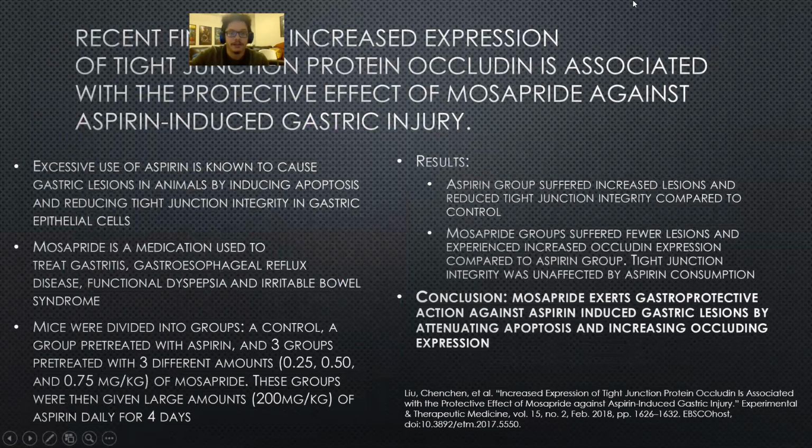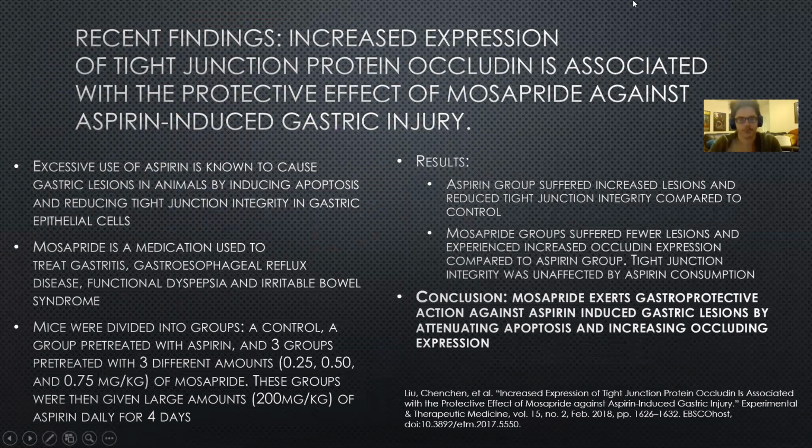Now, another finding that I found in the study was how tight junctions interact with the damage caused by aspirin. Now, as you know, when you take a lot of aspirin for an extended period of time, it can actually cause lesions in your gastrointestinal system. So what the study did is that they took this drug called mosapride, which is usually used to treat gastritis, gastroesophageal reflux disease, functional dyspepsia, and irritable bowel syndrome, and they gave three groups of mice, control, a group that was given aspirin, and a group that was treated with mosapride, and all three of these groups were fed a lot of aspirin over 4 days.